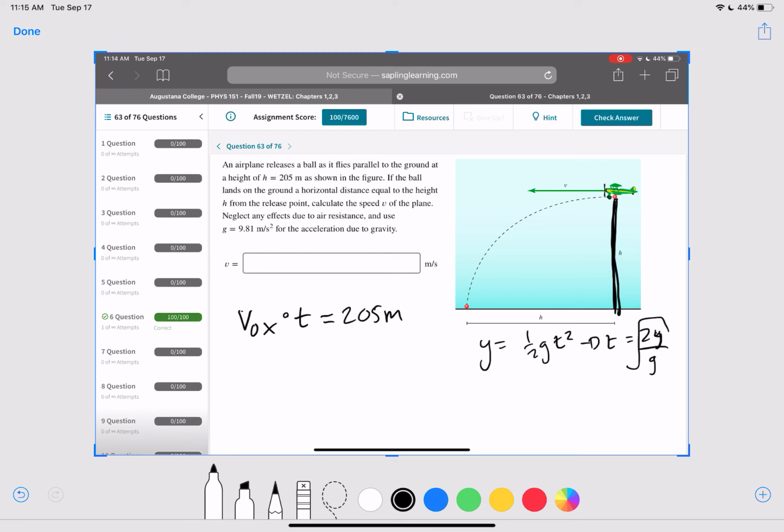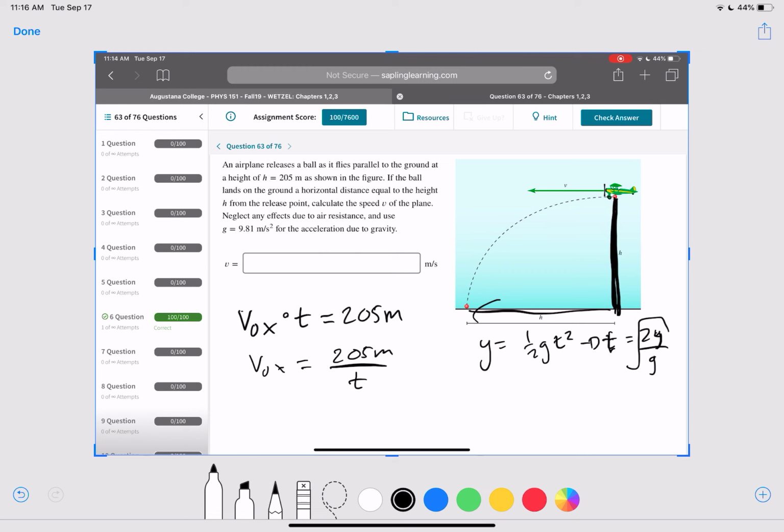Technically the y will be negative 205 meters and g will be negative 9.8, which is good because now our square root is positive. You always need a positive underneath the square root because you don't want to deal with complex numbers and taking the square root of a negative number. So using the fact that the height is 205 meters, you can calculate how long it takes to fall. Once you know that, you can say v0x is equal to 205 meters divided by t, and that tells you how fast it must have been going in order to make that happen.